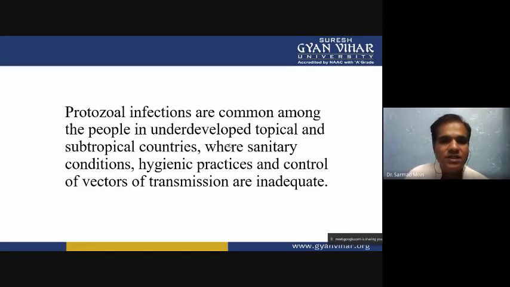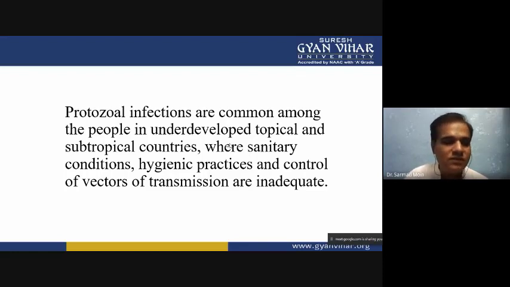Protozoal infections are common among people in underdeveloped tropical and subtropical countries, where the sanitary conditions, hygienic practice, and control of vectors of transmission are inadequate. We already know that Entamoeba histolytica infection happens because people are drinking contaminated water and taking contaminated food. So through contaminated food and water, these amoeba or many other protozoal infections are spreading.